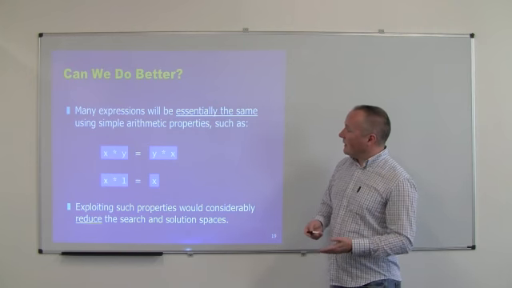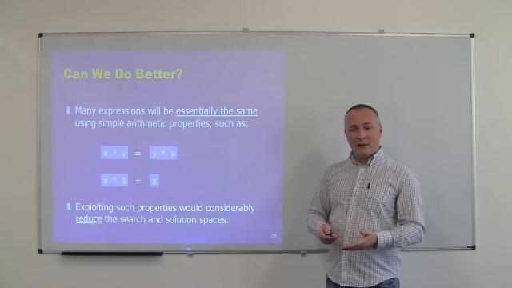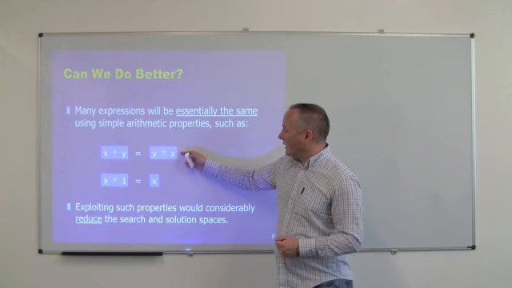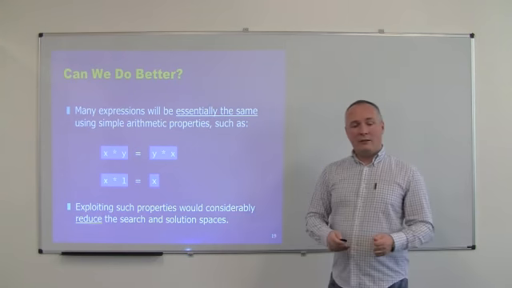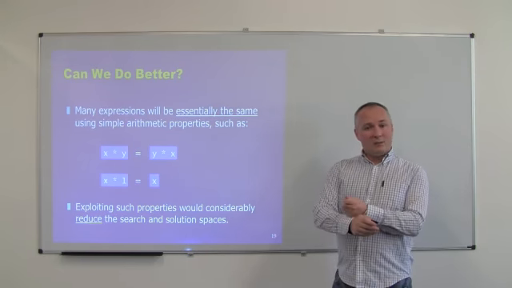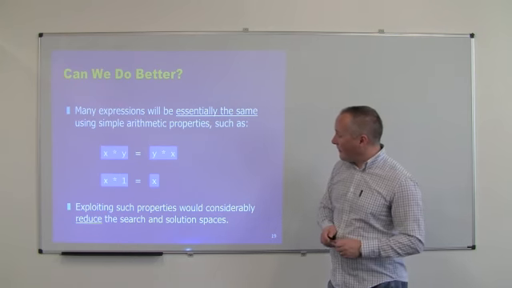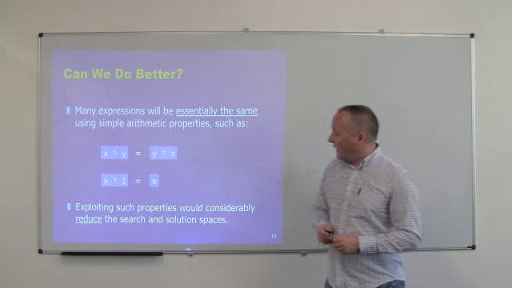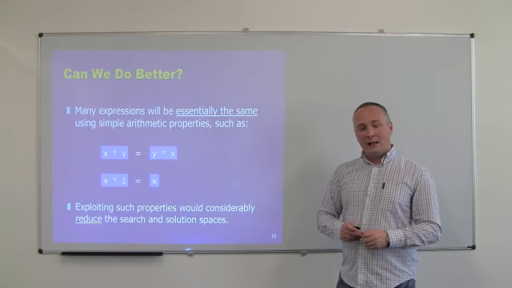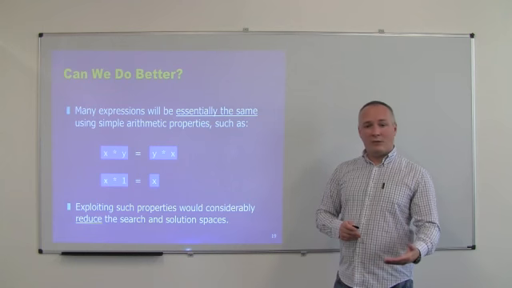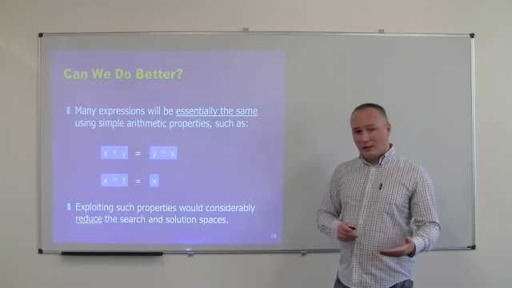So the observation here is that many of the solutions will be essentially the same just by applying properties like x times y is y times x. So if you have 2 times 3, that gives the same result as 3 times 2. So multiplication is commutative. And for example, x times 1 is the same as x. So 1 is the identity for multiplication. If you have 3 times 1, that's going to just give the same result as 3.